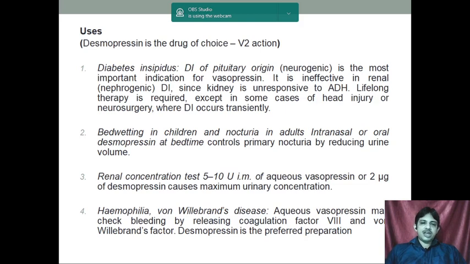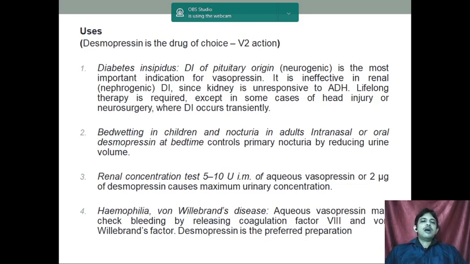Next is bed wetting in children or nocturia in adults. In such cases, either intranasal or oral desmopressin at bedtime is useful to control the condition and reduce the urine volume. Next is the renal concentration test. To test renal concentration, we can use aqueous vasopressin or desmopressin.